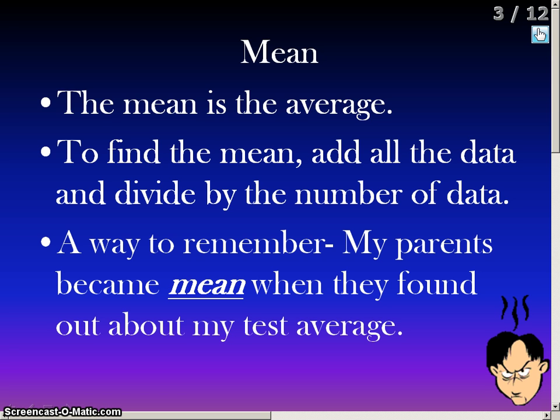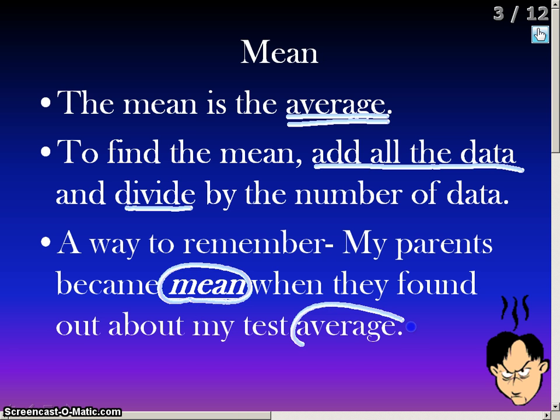So the first thing we looked at was the mean. It's important to understand that mean is the average. So mean and average actually mean the exact same thing. To find the mean, we add all of the data together, and then we divide by the number of data, or by the amount of numbers that we have. We looked at a way to remember this: my parents became mean when they found out about my test average. So we have mean and average together, which helps us remember what the mean actually is.